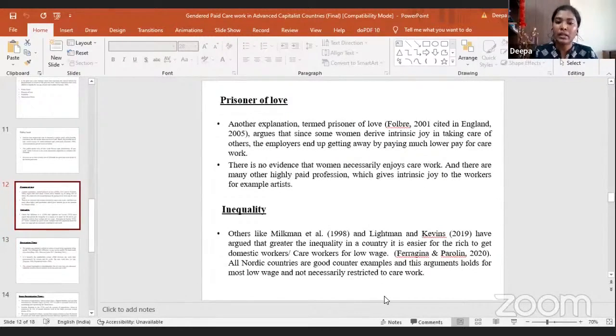Another argument which is placed is that the greater the inequality in a country, the easier it is for the rich to get domestic workers and care workers for low wages. When we compare this, all Nordic countries are good counterexamples, because inequality in the Nordic countries is very much less compared to other countries. And this argument also holds for most low wage work and is not necessarily restricted to care work alone.